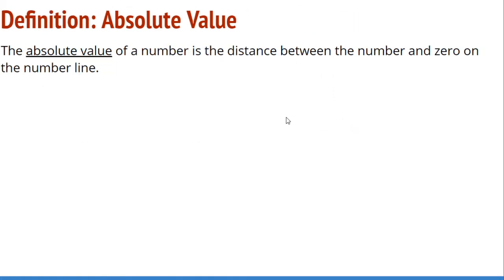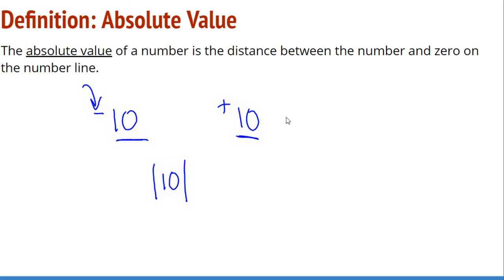The absolute value of a number is the distance between the number and zero on the number line. Absolute value answers the question, how far? It does not answer the question, in what direction. If I have negative 10, I am saying that I am 10 units to the left of 0. If I have positive 10, I'm saying that I am 10 units to the right of 0. If I have absolute value, I'm just saying it's 10 units. I'm not saying what direction. It's just 10 units.